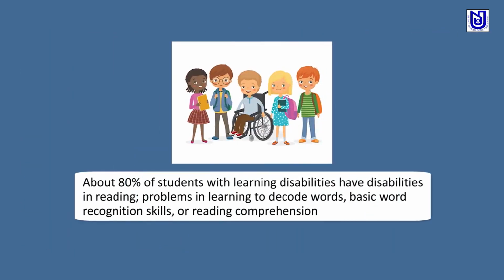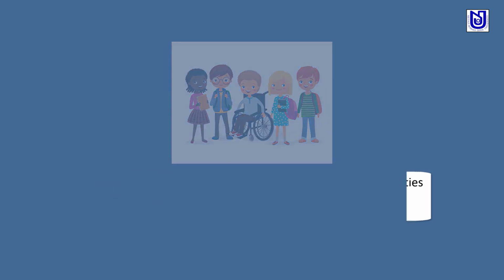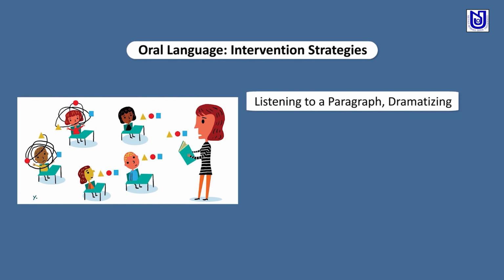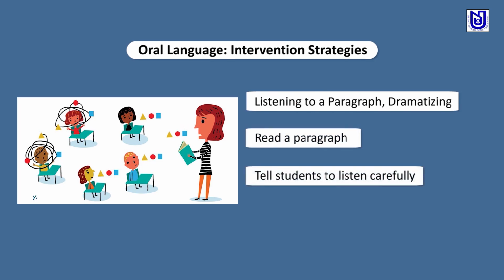About 80% of students with learning disabilities have disabilities in reading: problems in learning to decode words, basic word recognition skills, or reading comprehension. Now, oral language intervention strategies include listening to a paragraph, dramatizing, then reading a paragraph. Tell children to listen carefully to that paragraph and have students act it out accordingly. So these are some intervention strategies for oral language development.